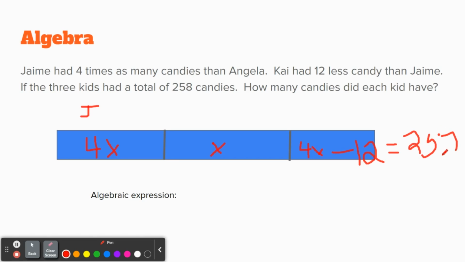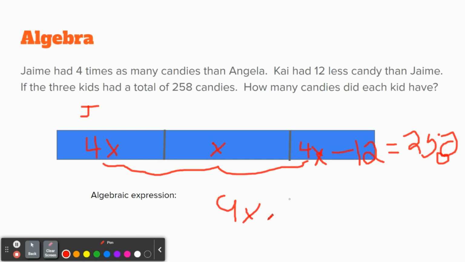All right. Now the students can see this visual model and that this entire bar model represents 258. We can go ahead and write this as an algebraic expression, which would be 4x plus x plus another 4x minus 12. Then we can start talking about some strategies, like combining like terms. 4x plus x is 5x, plus another 4x would give me a total of 9x.